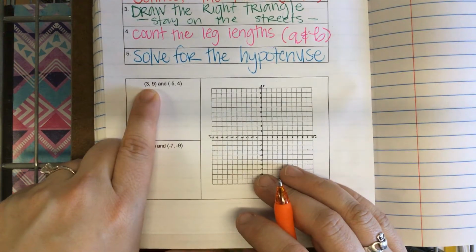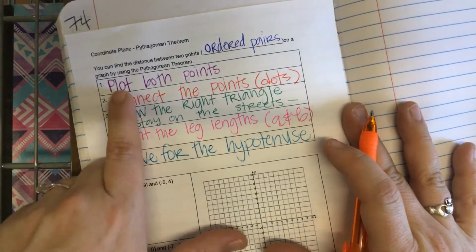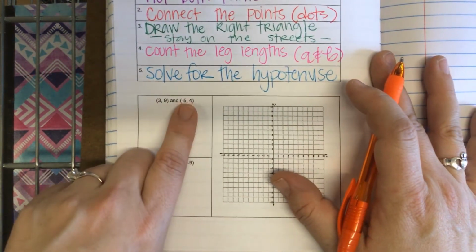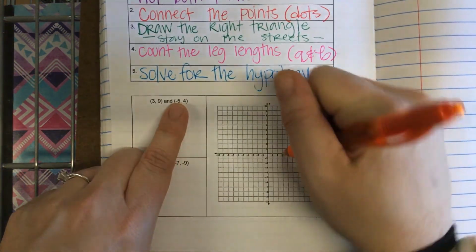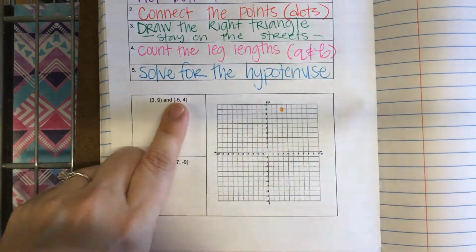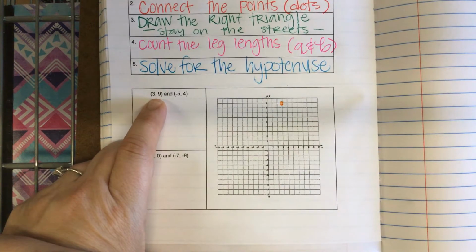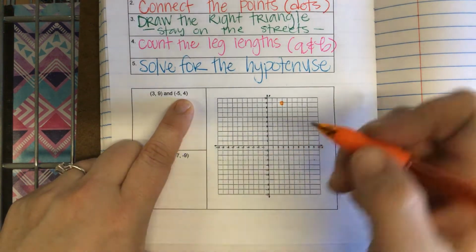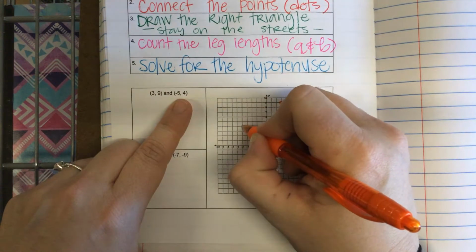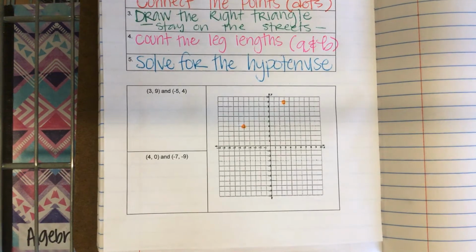So, (3, 9). Step number 1, plot both points, right? 3, 9, and negative 5, 4. I'm going to go over 3, and I'm going to go up 9, and put my dot. Then I'm going to plot negative 5, 4. Plot both points. Done.